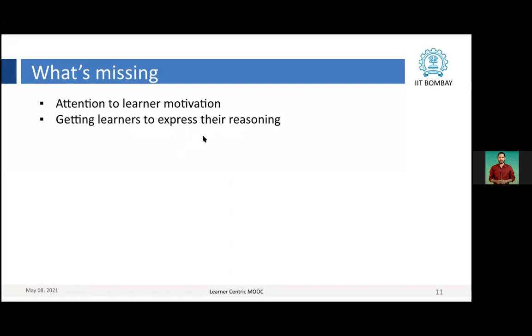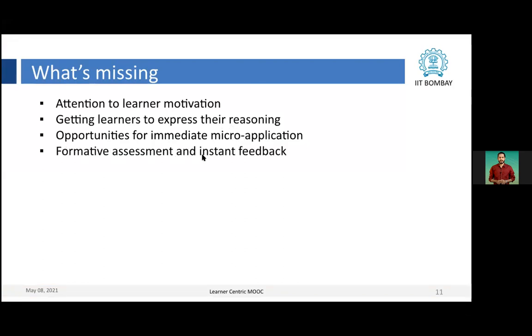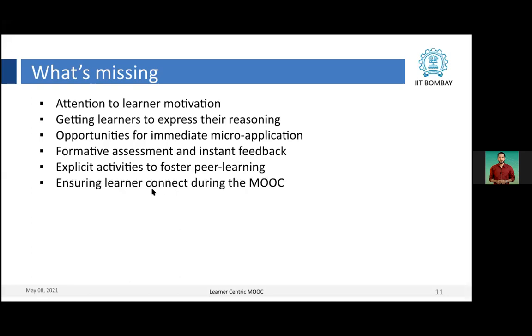And also the opportunities for immediate micro application, or some formative assessment, and some of you said feedback. Okay. Then the missing part could be some explicit or specific activities to foster peer learning, especially. Okay. And the learner connect part, to ensure the learner connect during the MOOC, that could be the missing part. I'm talking about this particular scenario. And mostly, I would like to say that some established theories of how people learn could be a missing part. Okay, to concentrate on weaker students, yeah, possibly.